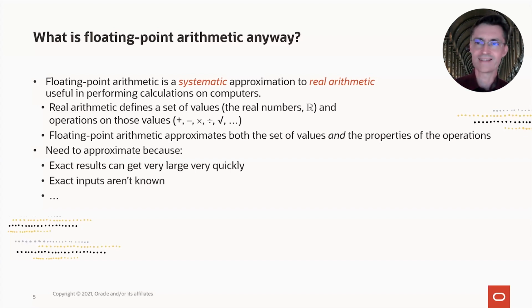Floating point arithmetic is a systematic approximation to real arithmetic, useful in performing calculations on computers. Real arithmetic defines a set of values, the real numbers, as well as operations on those values. Arithmetic operations like addition, subtraction, multiply, and divide. Floating point arithmetic approximates both the set of values and the properties of those operations over those values.